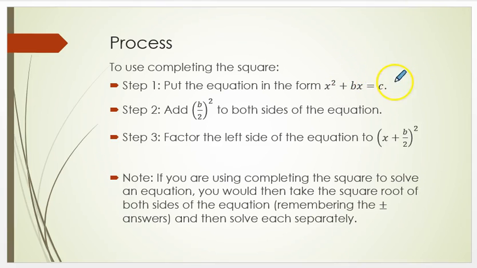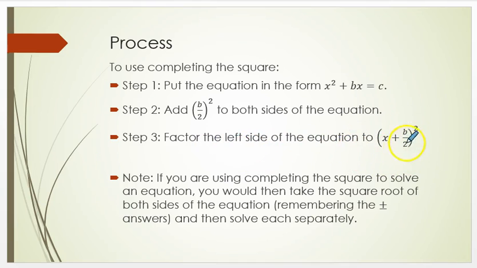Now you have to add it to both sides because the original equation is saying that the stuff on the left is the same value as the stuff on the right. So if you just randomly added a number to one side, it would no longer be balanced. That's why you have to do it on both sides of the equation so that your two different statements are still equal to each other. And then your last step is to factor the left side of the equation.